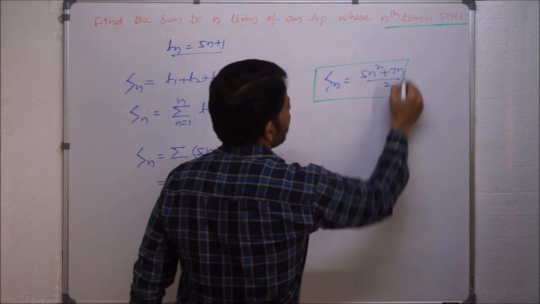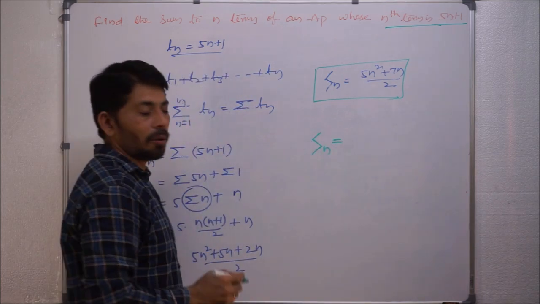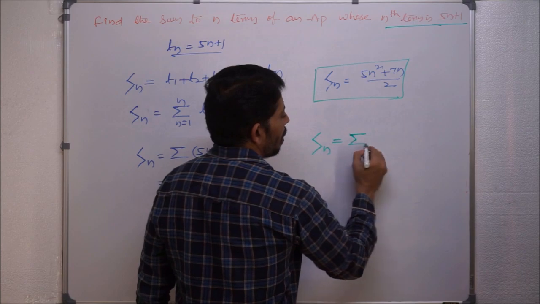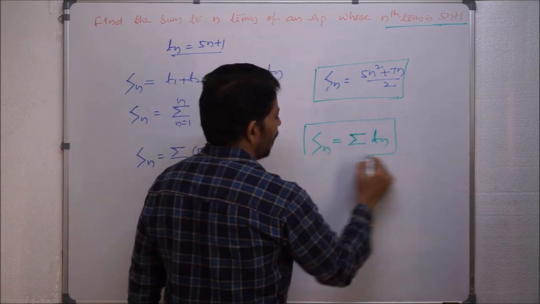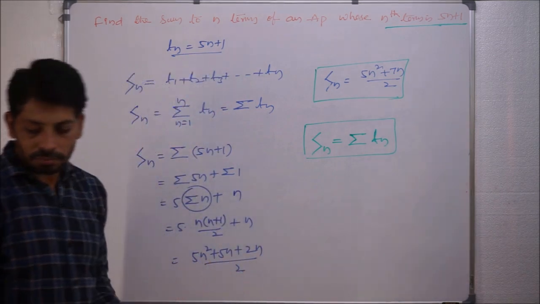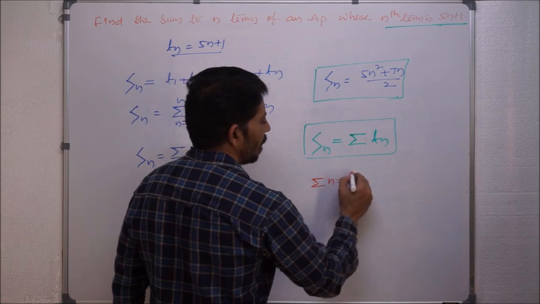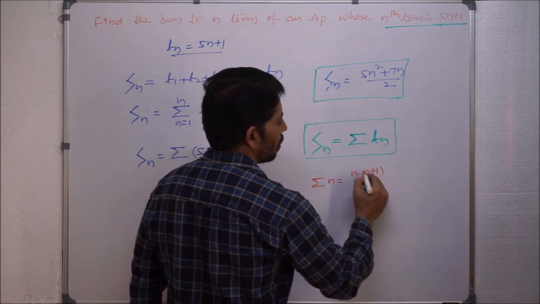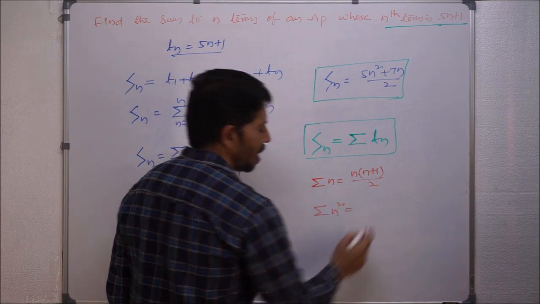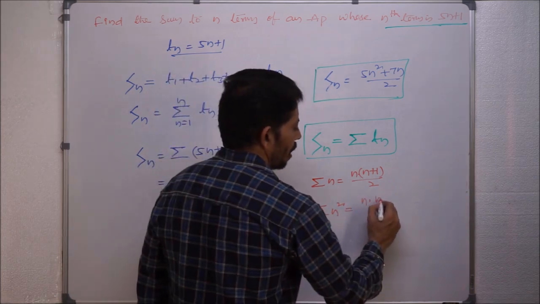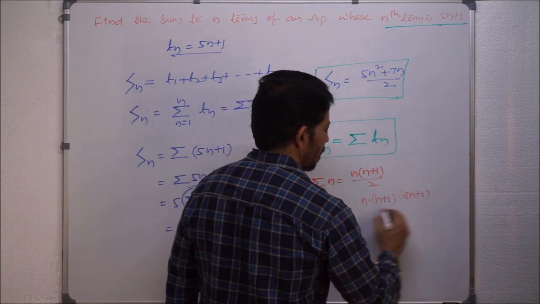So this is the procedure: sum to n terms of an arithmetic progression, Sn, equals summation of its general term. And here we need to remember sigma n equals n into n plus 1 by 2, and sigma n square, the sum of the squares of the first n natural numbers, is n into n plus 1 into 2n plus 1 by 6.